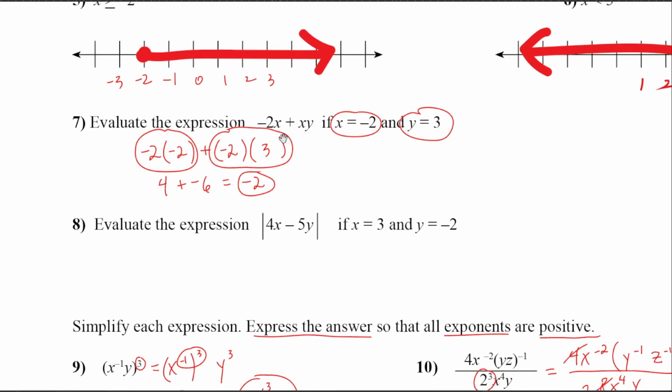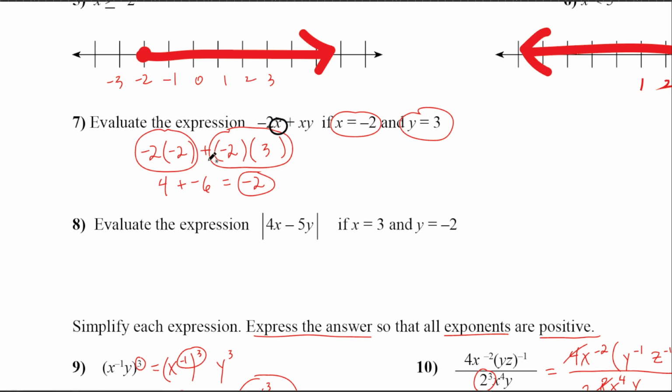This says evaluate this expression. So we're going to take x is equal to negative 2, y is equal to 3, and the phrase that I use is plug and chug. We just take the negative 2, put it everywhere you see an x, take the 3, put it everywhere you see a y. So basically I just rewrote this. So it's negative 2 times x, which is negative 2. So I put it right there.